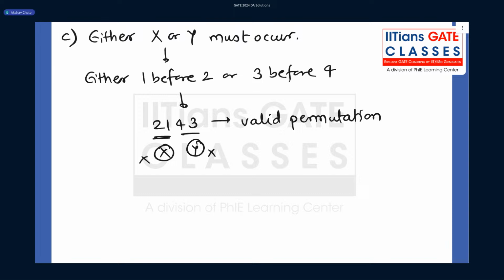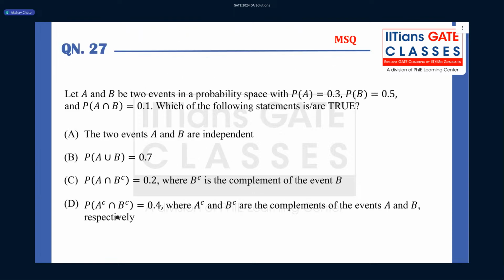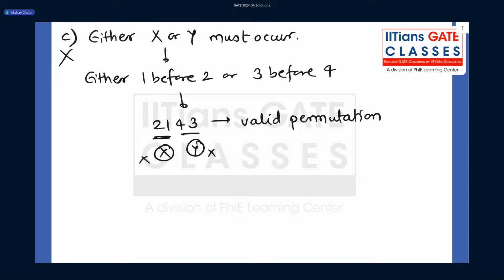So therefore this option is also wrong, because I just presented you a case where X is not happening and Y is also not happening, still you have a valid permutation. So option C is also not correct. And option D, we'll see here only. Option D says event X is more likely than Y. So basically, it says the probability of X happening is greater than the probability of Y happening.